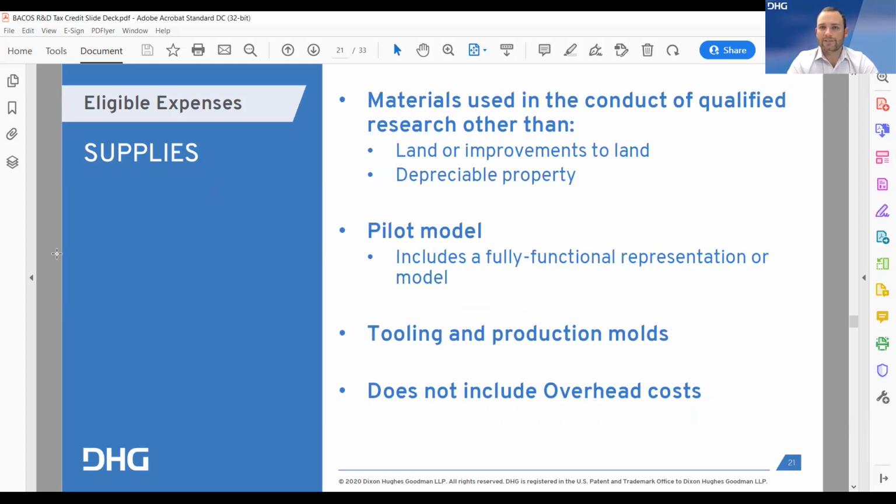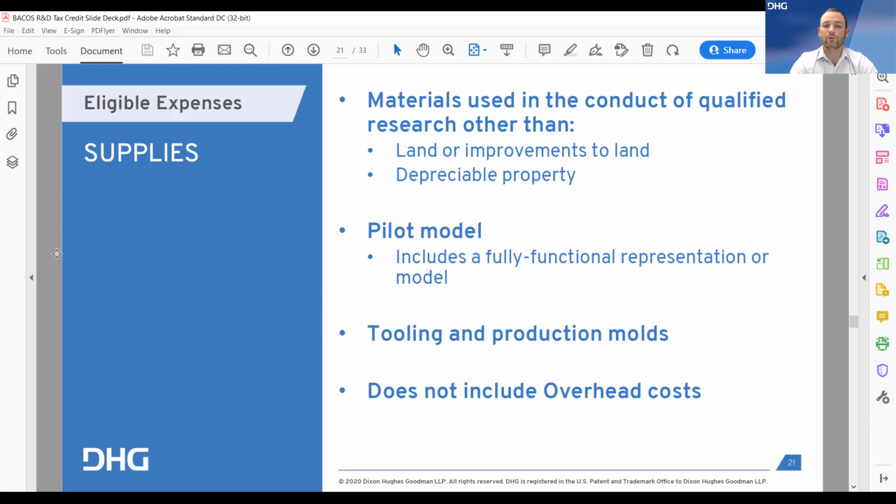For supplies, this is going to consist of really any expenses that are supplies, materials, things that you can consume within the overall research process. This would not include, in general, land or depreciable property. So if you buy a $3 million piece of equipment for an R&D process, in general, that's not going to qualify. There are some nuanced ways that we could get to a qualified position there, but certainly the general rule is that it's not going to qualify.